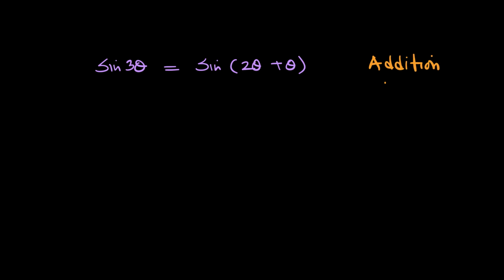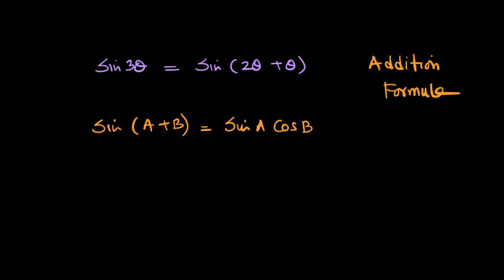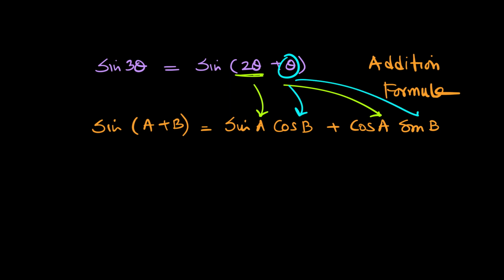That means we have to think out of the box. So therefore sine of 3 theta is written as sine bracket 2 theta plus theta. That means we will be using the addition formula for sine A plus B. What is the addition formula of sine A plus B? It's sine A cosine B plus cosine A sine B. So in this particular question, 2 theta will be treated as A, and theta, we will treat it as B.